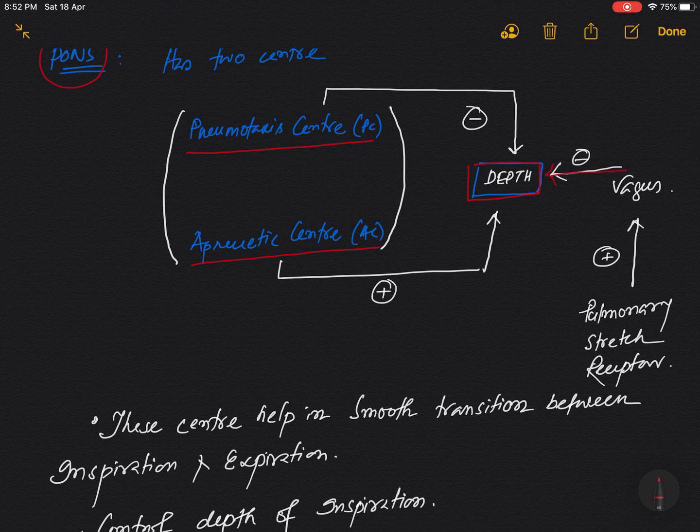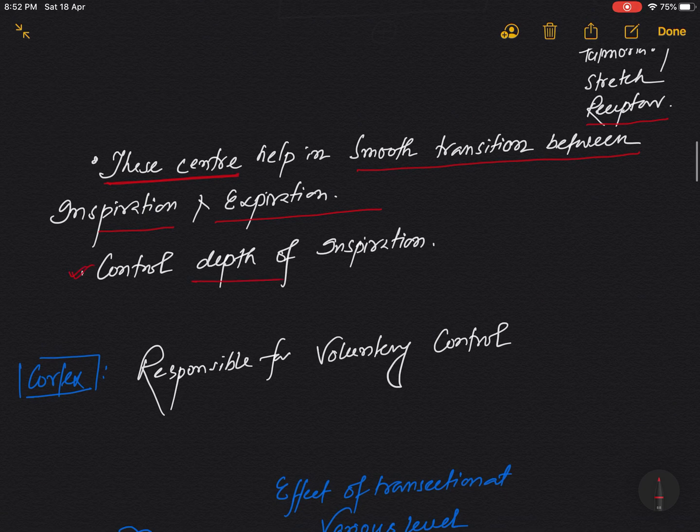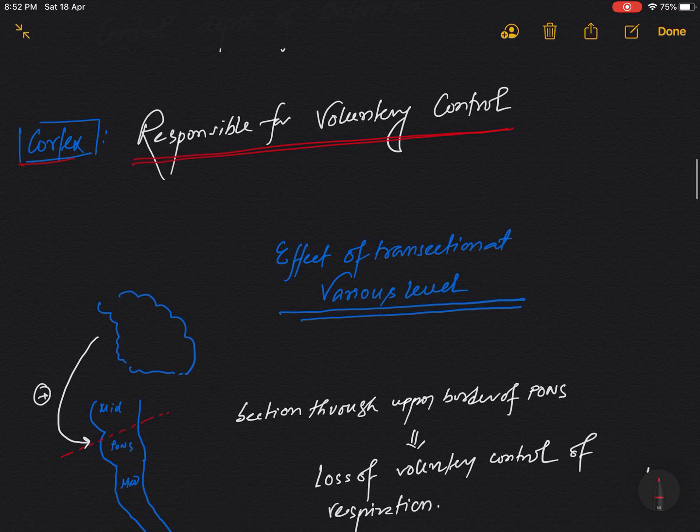Also, the vagus stimulus, that is stimulated by pulmonary stretch receptors, causes decreased depth of respiration. When there is increased pulmonary stretch receptor activation, the vagus activates, and that vagus causes decrease in depth of respiration. These centers, the pneumotaxic and apneustic centers, help in smooth transition between inspiration and expiration. Also, these centers control depth of respiration. Now, the cortex is the higher part which is responsible for voluntary control.